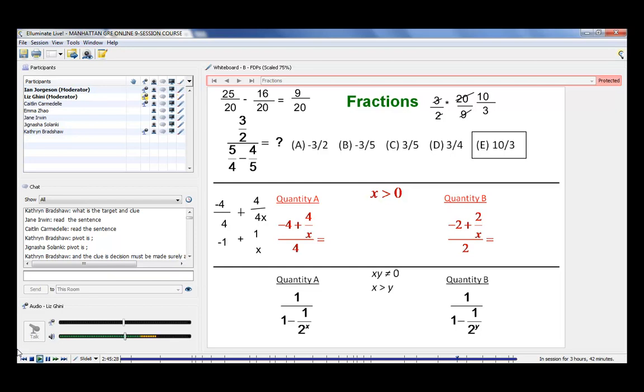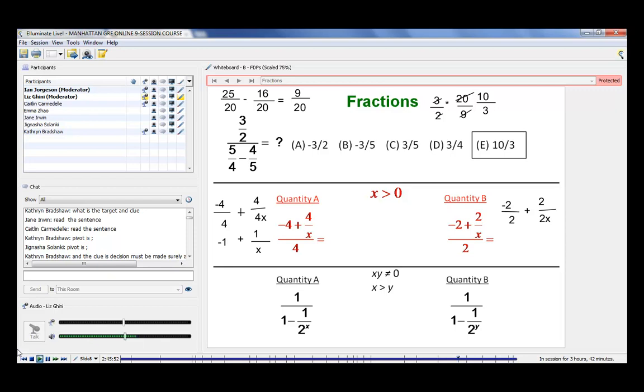And then the same thing works on the other side. If you simplify this, you see the same sort of thing. That's just negative 2 over 2 plus 2x over 2x, and that also simplifies.